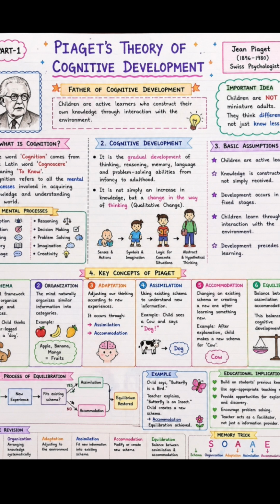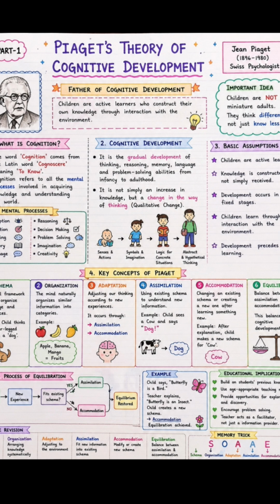Now some students may ask, ma'am, as future teachers, why is this theory so important for us? So suppose you are teaching mathematics to a class 1 student. Can you directly teach algebra? No. Can you teach calculus to a 5-year-old child? Again, it's impossible. Why? Is the child unintelligent? Absolutely not. The child simply has not yet reached the cognitive stage required for abstract thinking.